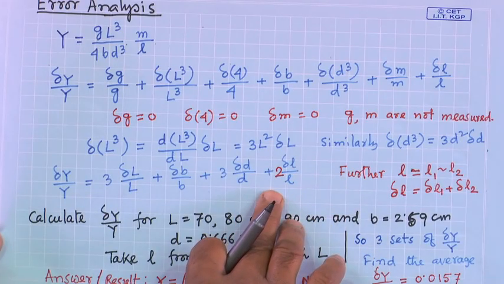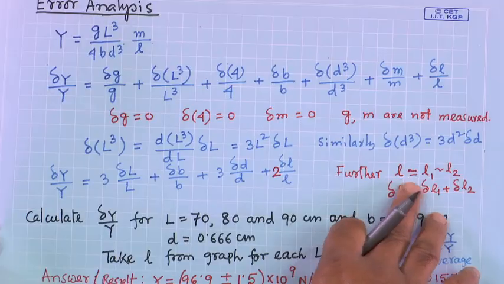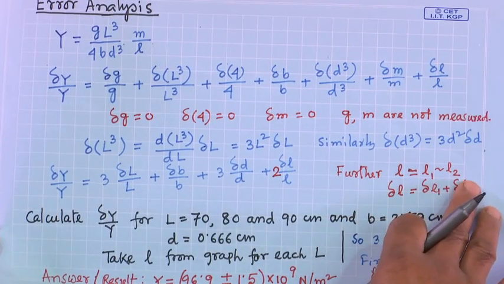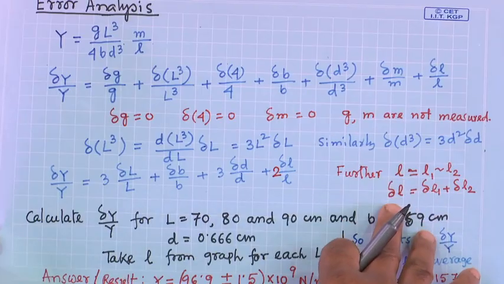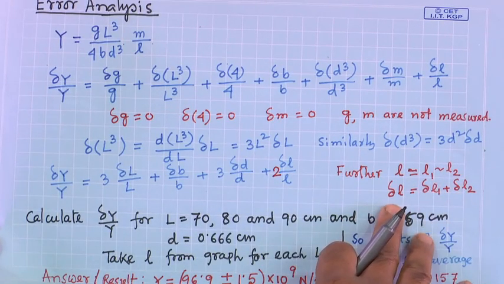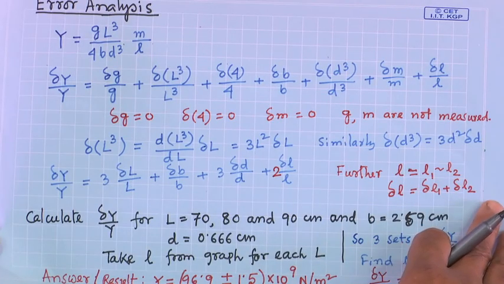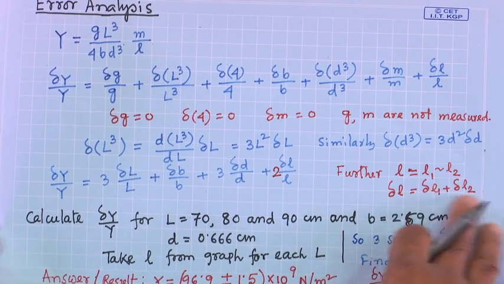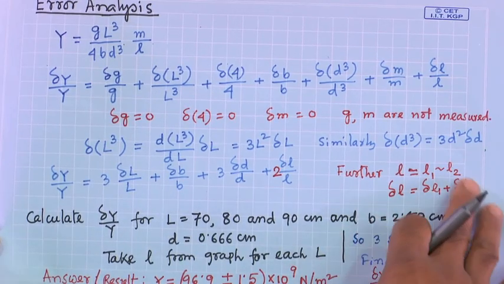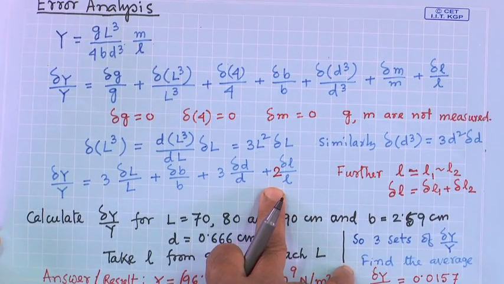Now, here I have written 2 because this is the difference of 2 readings, L equal to L1 minus L2. So, now this is L1 minus L2, del L. The absolute values will be added as per the rule. So, delta L equals delta L1 plus delta L2. So, basically the error is the same on each, so it is twice this error. That is why this 2 is written here.